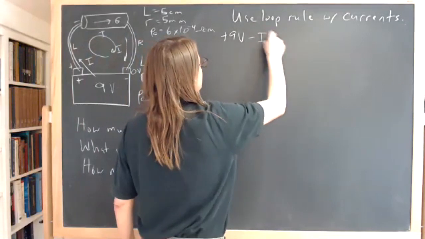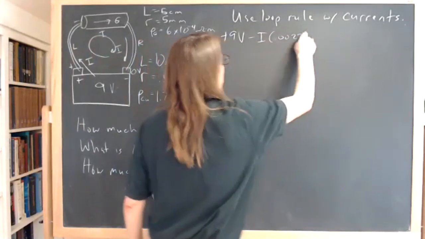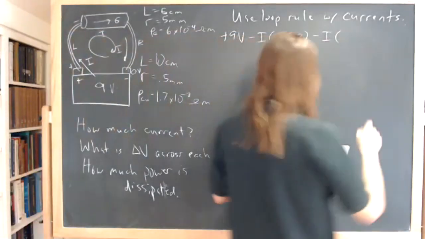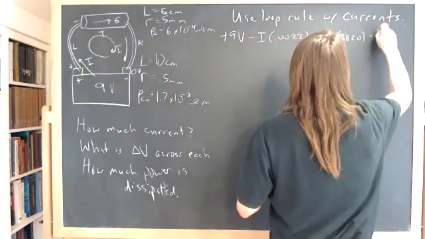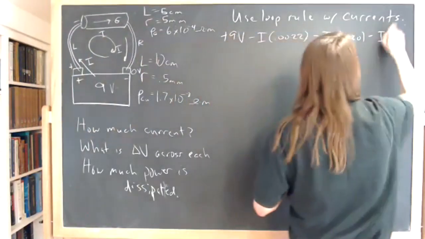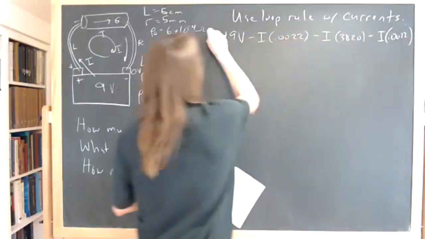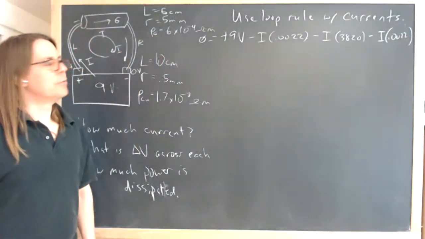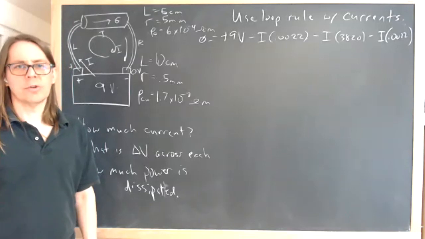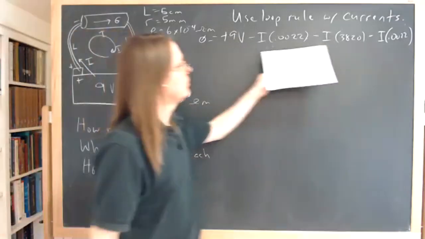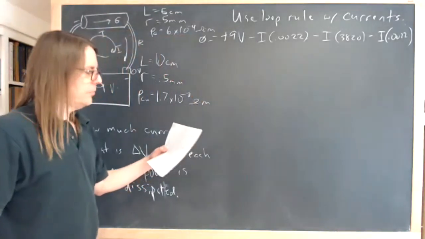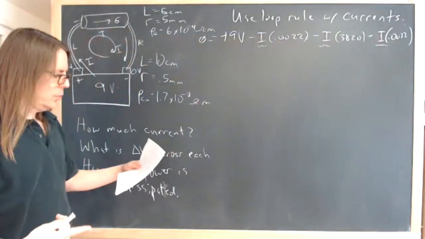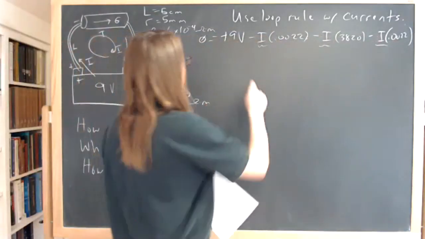So minus this current times 0.0022, minus the same current times 3820, that's that resistance, minus the current times 0.0022. Right, those all have to equal zero. So you can see this is four equations and four unknowns, sort of, but the algebra works out where it's easy. Once you put those three equations into Kirchhoff's loop rule, then you're set. Your only unknown is I. So here we can solve for I. And let me put in one intermediate step for you.